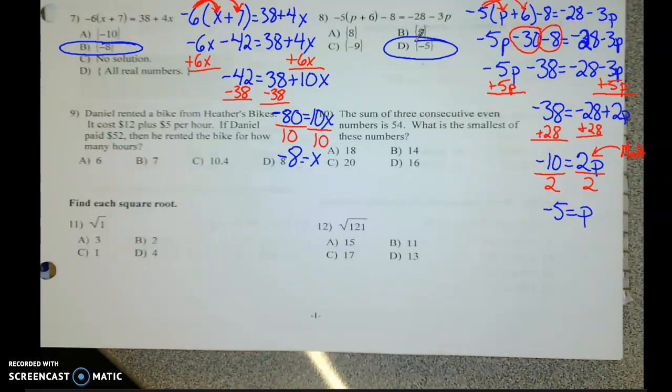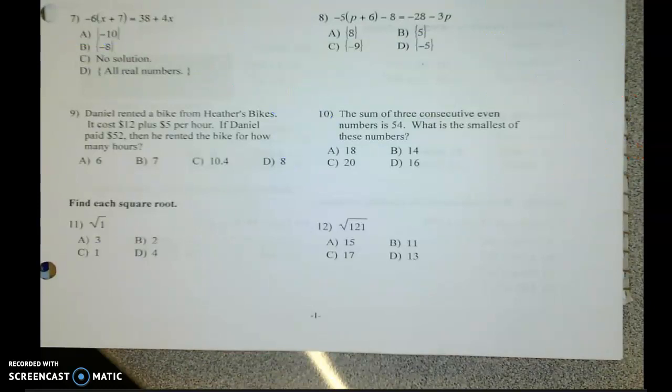Now, let's go ahead and look at these word problems. Number 9. So we have Daniel renting a bike from Heather's Bikes, and it costs $12, plus he's going to have to pay $5 for every hour. Now, he spent $52. So let's come up with an equation that we can solve to figure this out.